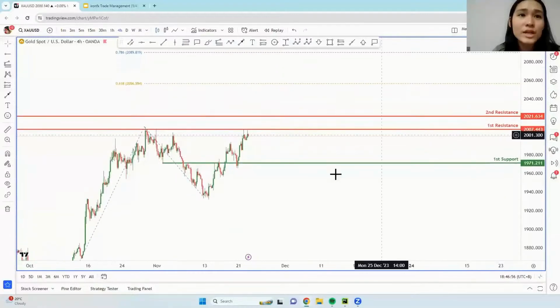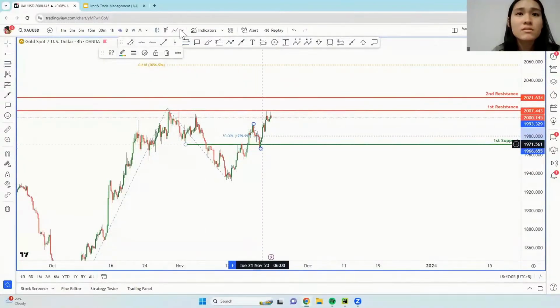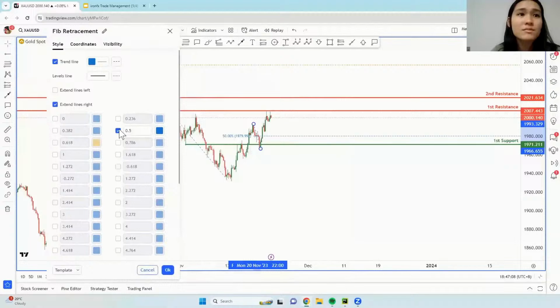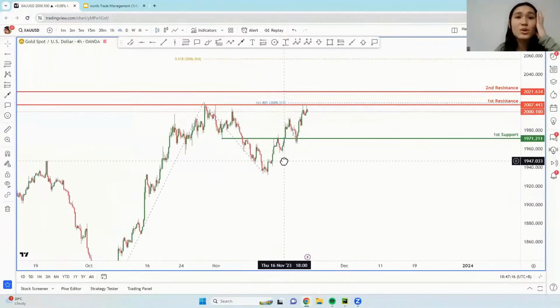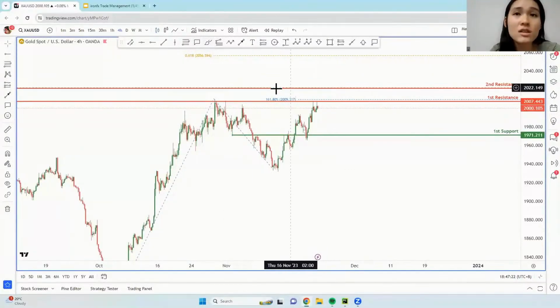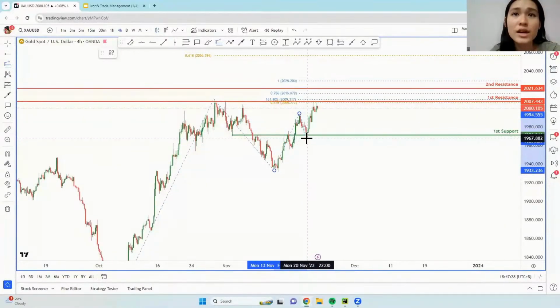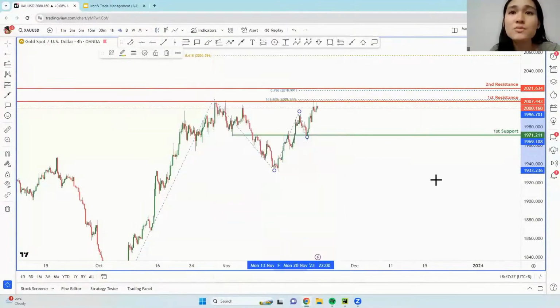Okay, let's see if we have any other levels. Okay, I can see this 161.8 lines up with my first support. And here we're using a Fibonacci extension, which is in the hundreds. My 61.8 also lines up, and so does my 78.6. So I'm just gonna keep those two.